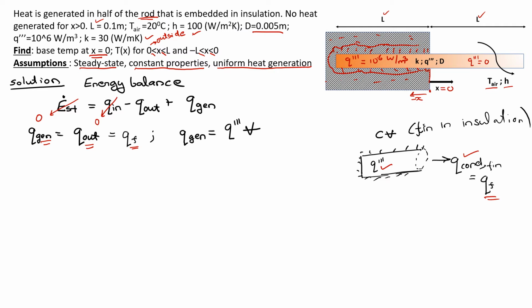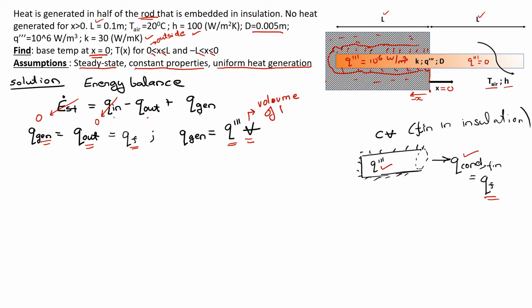Okay, so what is our Q gen? Remember that these quantities here are heat rates, and our Q gen has the dimensions watt per meter cube, so it's a volumetric heat generation term, and we need to convert that into the heat rate. So to that we'll take our volumetric heat generation and multiply that by the volume of the fin or the rod in which heat is being generated. Sorry, volume, not the area, I think I said area.